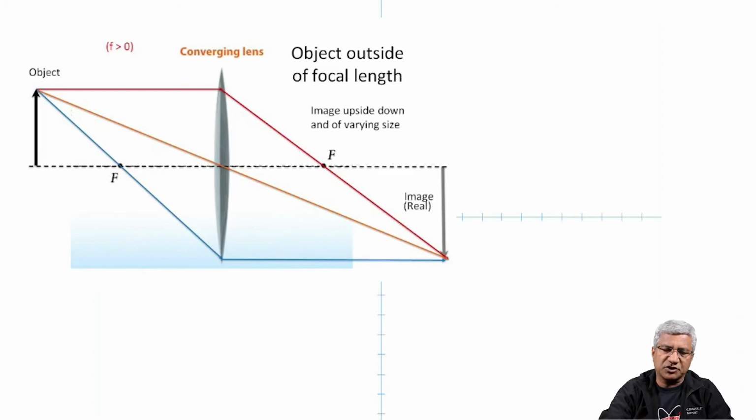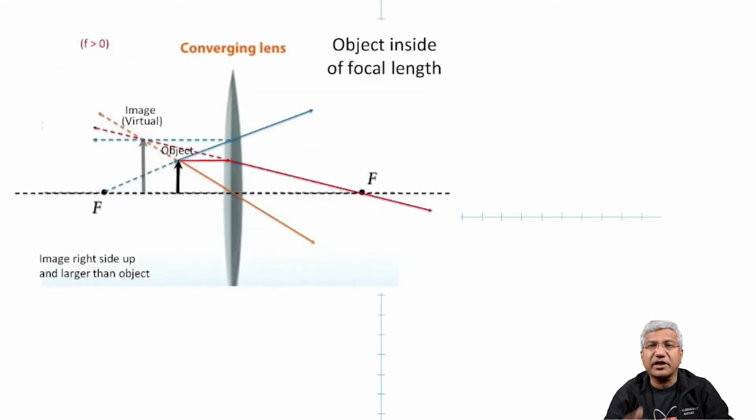You see that? The image is magnified. It's bigger. The image is at least slightly bigger than the object. And when do you get a real image? If the object is outside the focus, that's when you get the real image. But what happens if you bring the object inside the focus?